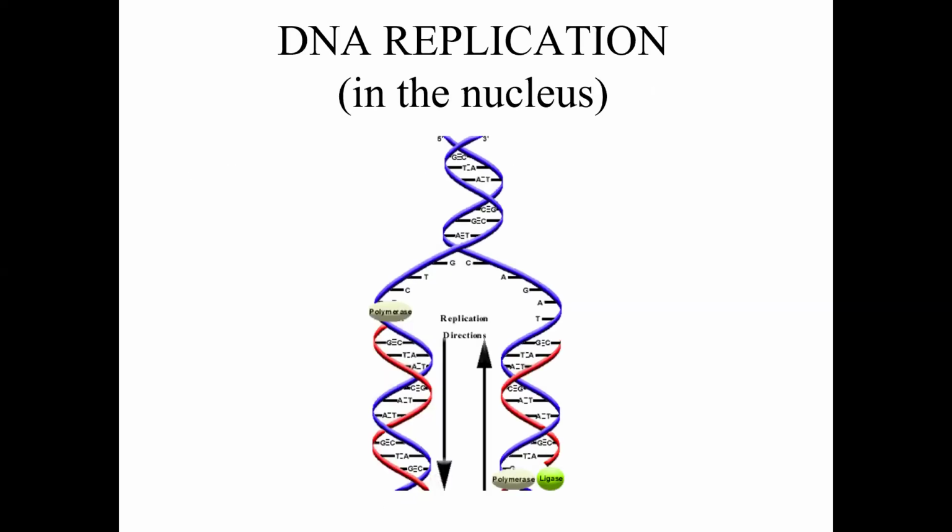So let's now look at the replication process. When we say DNA replication, the process occurs in the nucleus, because the nucleus houses the DNA. In molecular biology or biochemistry, DNA replication is the biological process of producing 2 identical copies of DNA from one original DNA molecule.